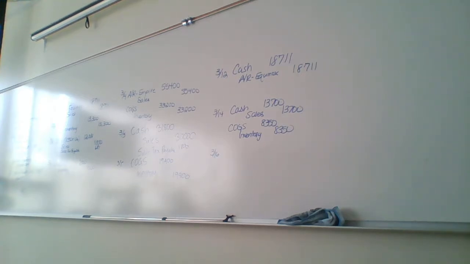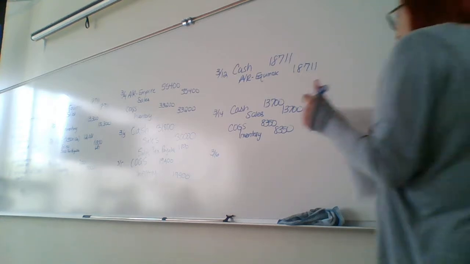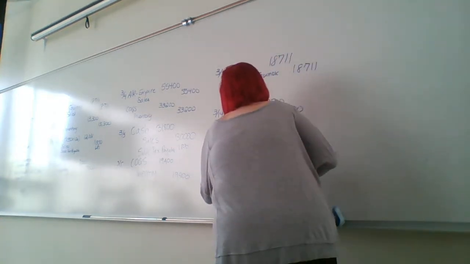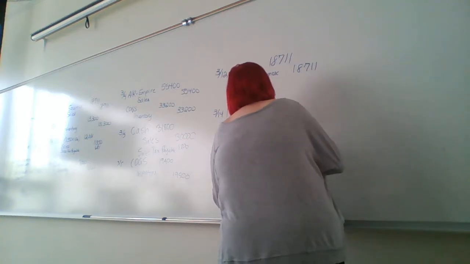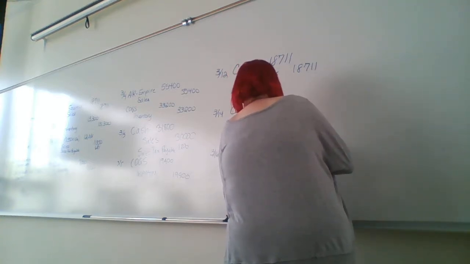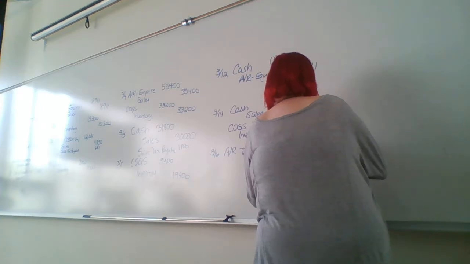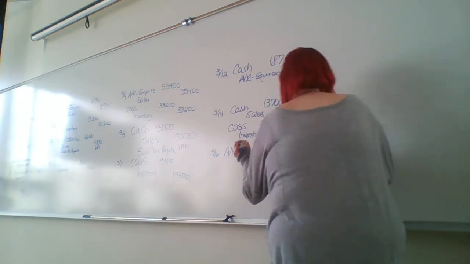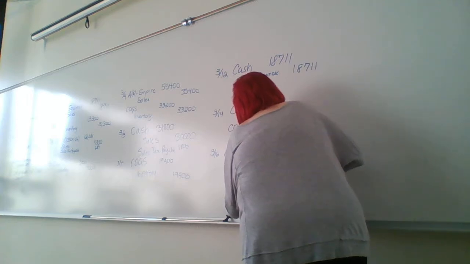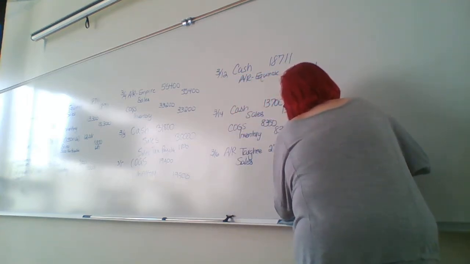On the 16th, they sold merchandise on account to Targhee Company for $27,500, terms FOB shipping point, 1/10 net 30, so I can get a 1% discount if I pay within 10 days, which means I'm going to record this sale at what percentage of the total amount? 99%. So I'm going to debit accounts receivable for Targhee. That 99% is $27,225, my math is right. I'm going to credit sales for $27,225.